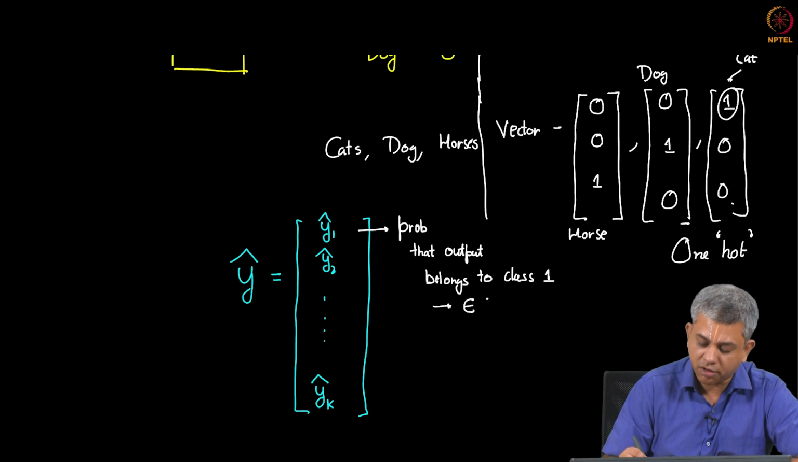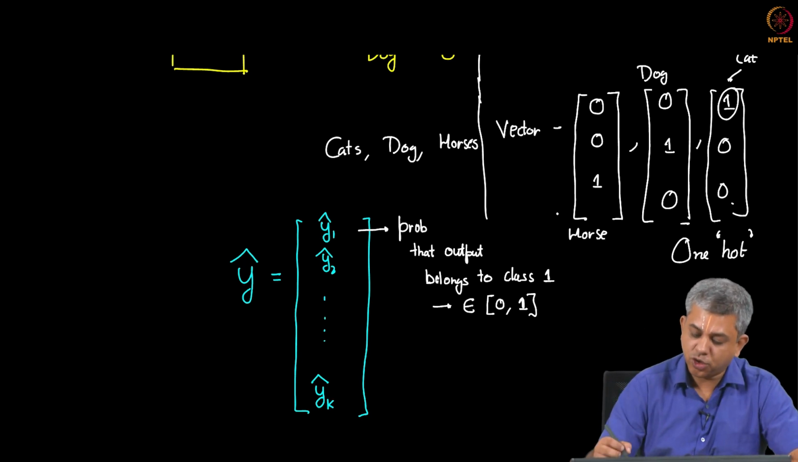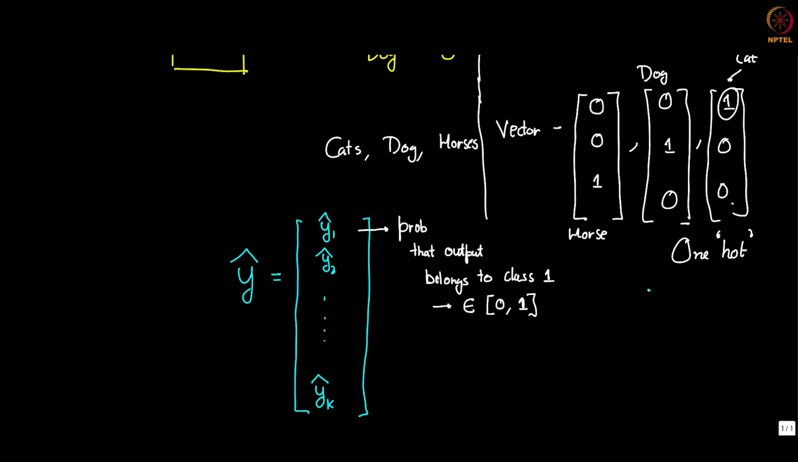This has to belong to some number between 0 and 1. What our actual prediction will typically look like is something like this, 0.9, 0.01, 0.09, something of that sort. This would represent to us, if I have a number of this sort, that this has a probability of 0.9 that it is a cat, it has a probability of 0.01 that it is a dog, and a probability of 0.09 that it is a horse.